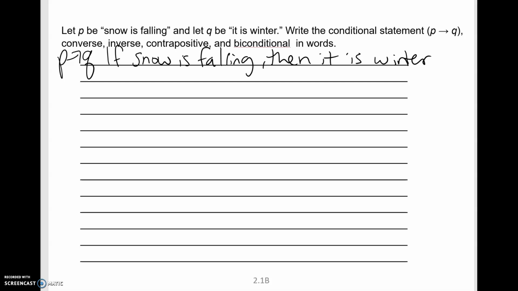Okay, so the second one is our converse statement. Oh, excuse me, it is the one where we switch the hypothesis and the conclusion. I'm sorry, guys. So we're saying if it is winter, then snow is falling.